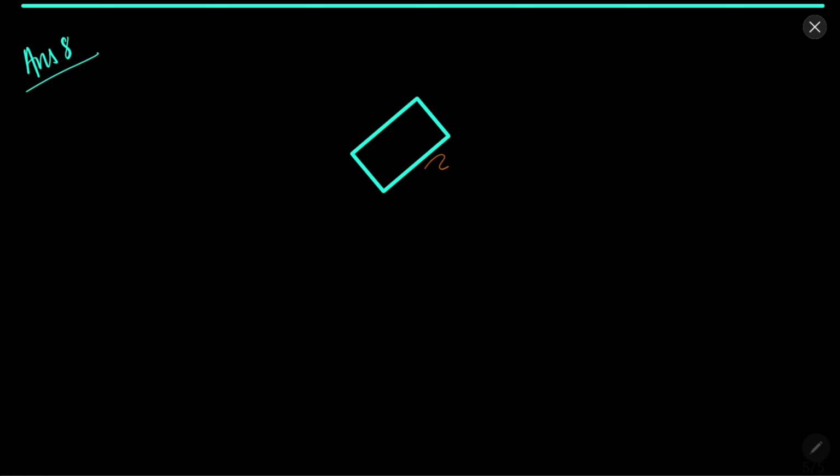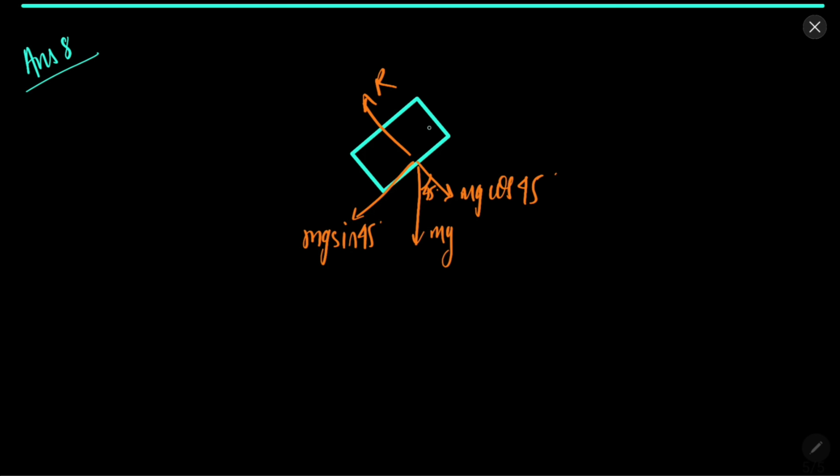So let's say this is the boy. There is mg downward, mg cos 45 degree will be here, as this is 45 degree, mg sin 45 degree will be here. Obviously normal force will be here, and as the boy is moving down, the frictional force will be in this direction, mu R.